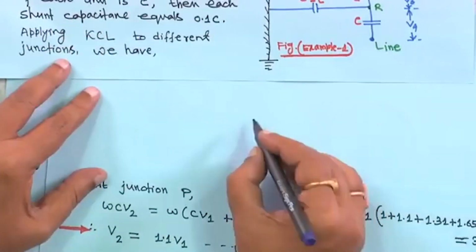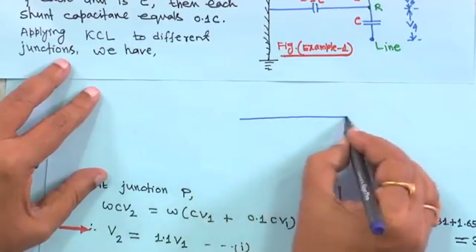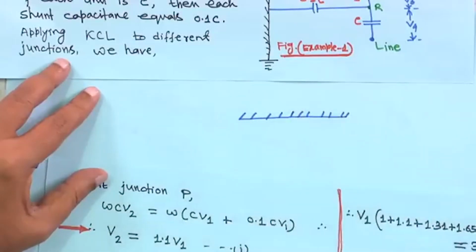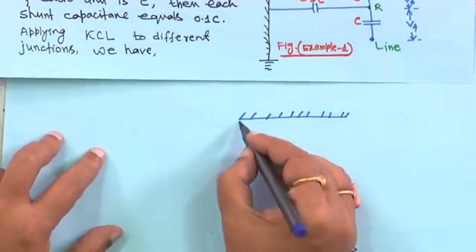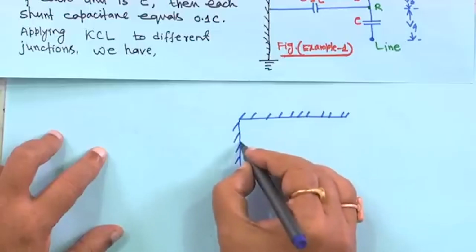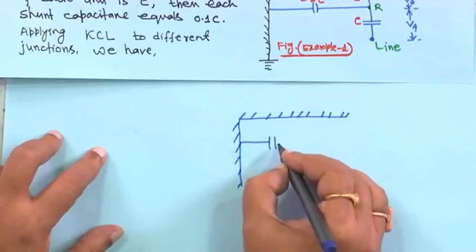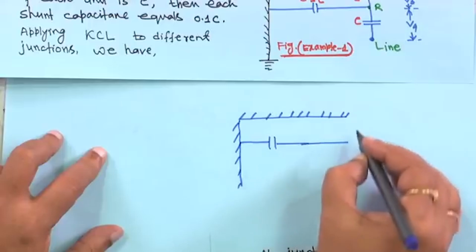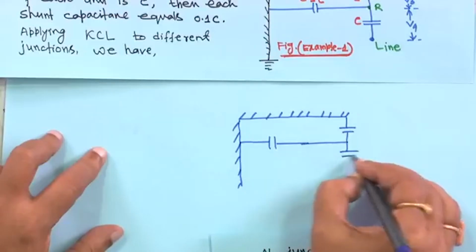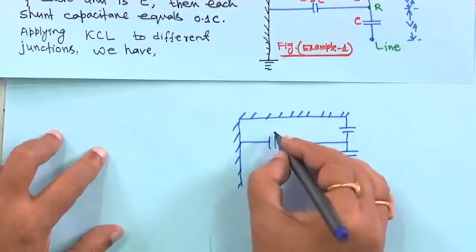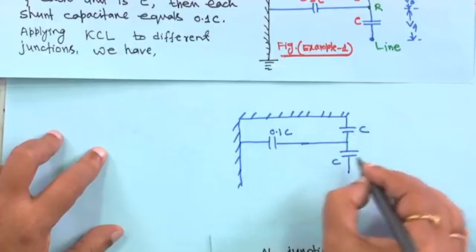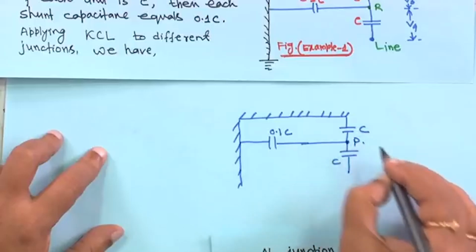Take the first one. This is your cross arm, and this is your supporting tower. This is the first one I am making for you. This is your 0.1 C, and this is C, and this is C. This point is P, this point is P.